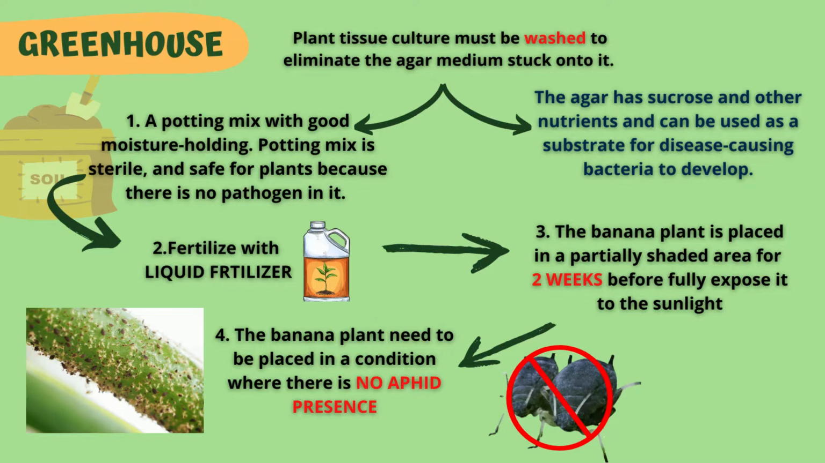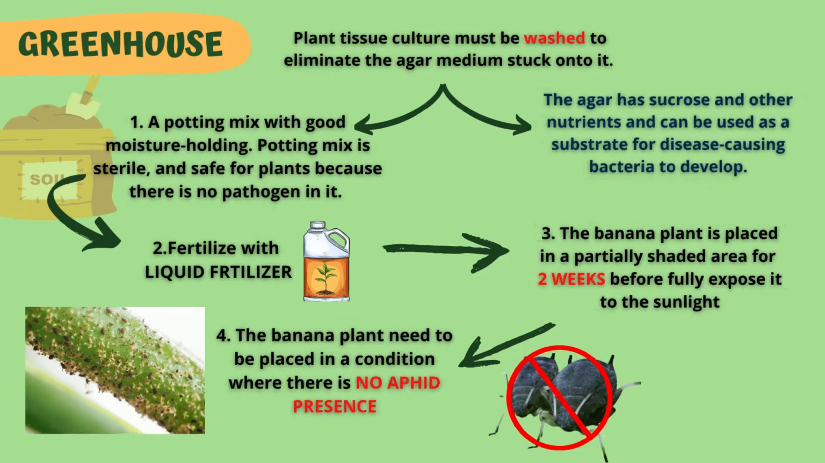Second, we need to fertilize with liquid fertilizer. Third, the banana plant is placed in a partially shaded area for 2 weeks before fully exposing it to the sunlight. Lastly, the banana plant needs to be placed in a condition where there is no aphid present. Aphid is an insect as shown in the figure.